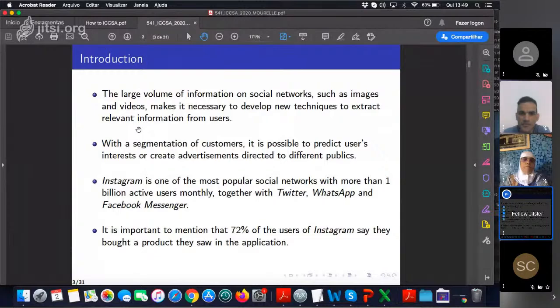One example of these social networks is Instagram, one of the most popular ones, with more than 1 billion active users. But we can cite Twitter, WhatsApp and Facebook Messenger as well. It's important to mention that 72% of the users of Instagram say they bought a product they saw in the application, which is very important for commercial interest.